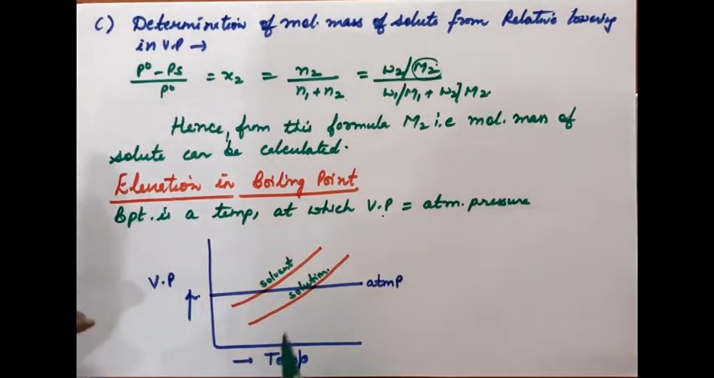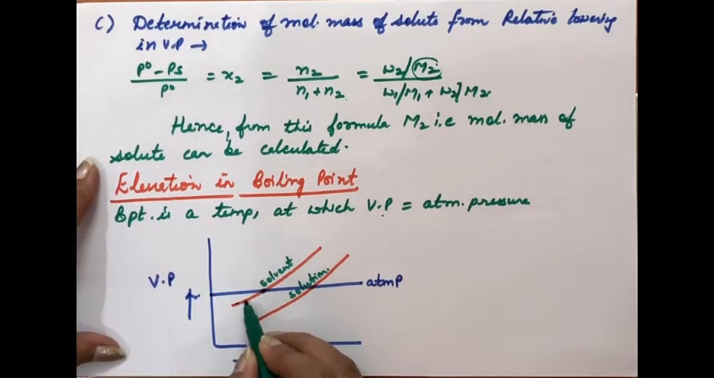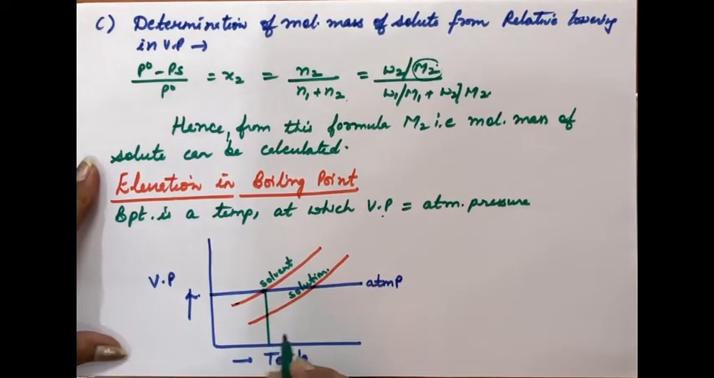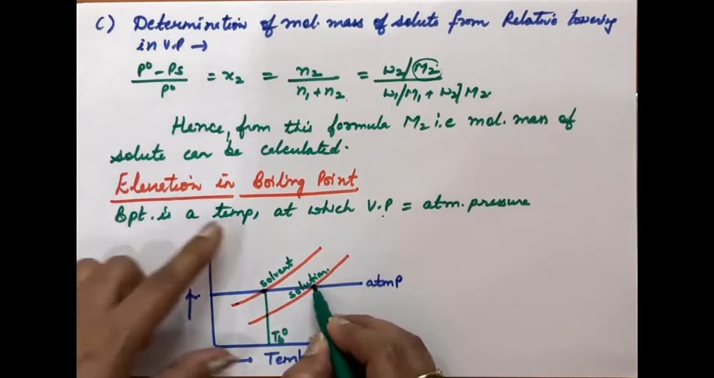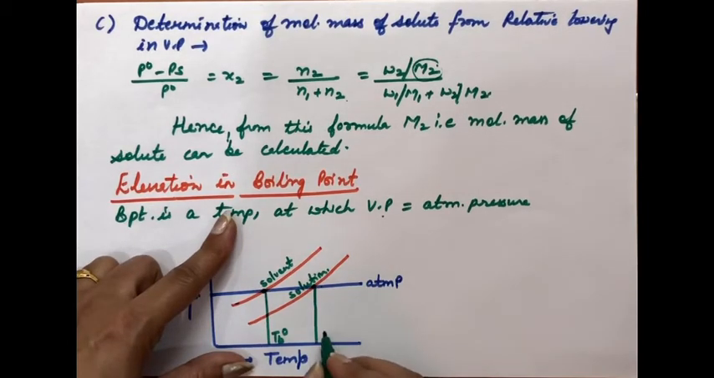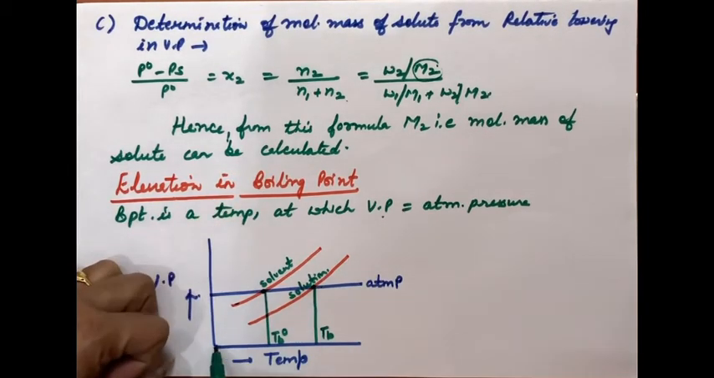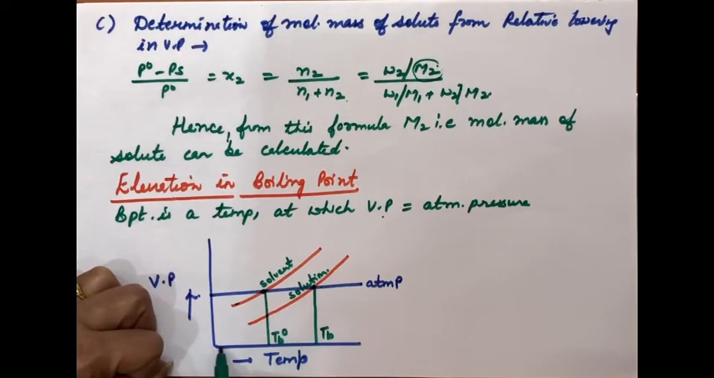So at this point, this vapor pressure becomes equal to atmospheric pressure. So this is the temperature of solvent, TB naught, at which it will start boiling. So it's the boiling point of pure solvent, because at this temperature vapor pressure becomes equal to atmospheric pressure. Similarly for solution, vapor pressure becomes equal to atmospheric pressure at this temperature, that is TB. So this is the vapor pressure of solution at TB and this is of solvent.